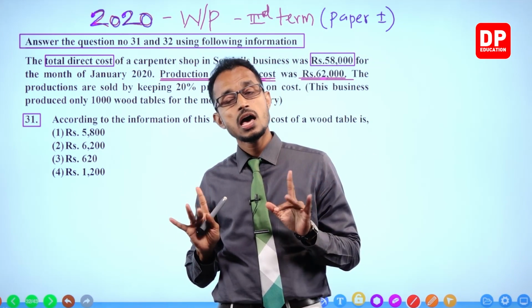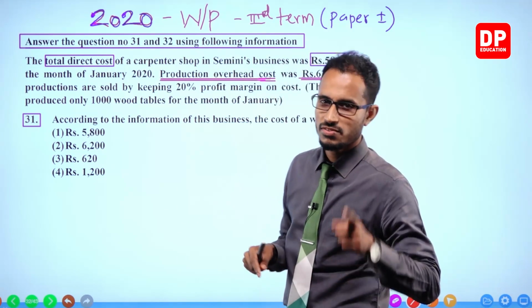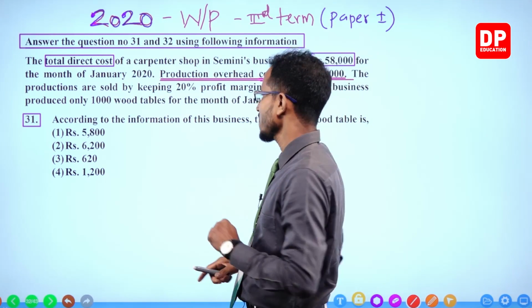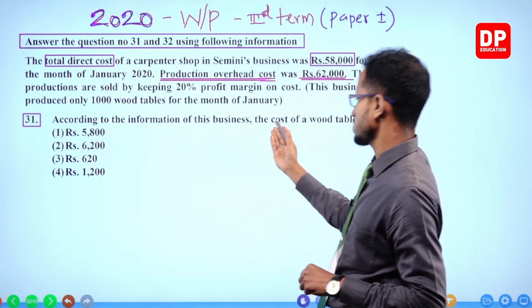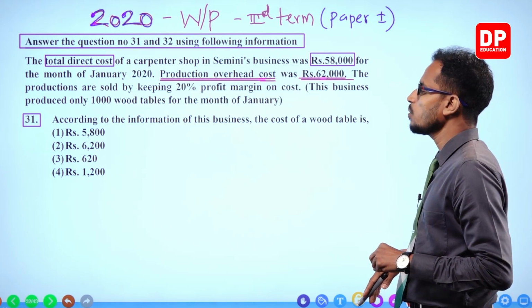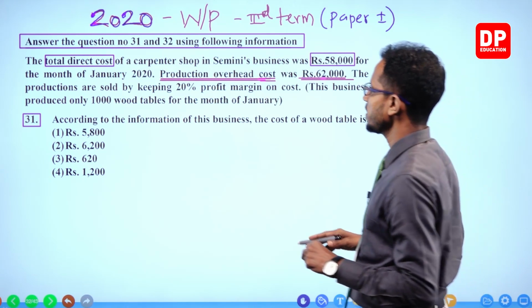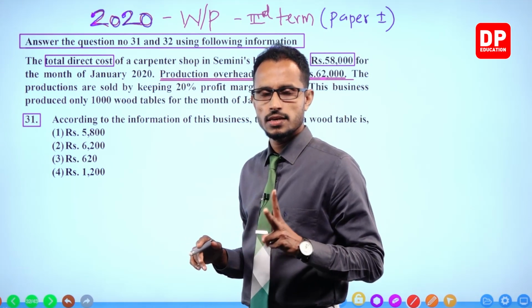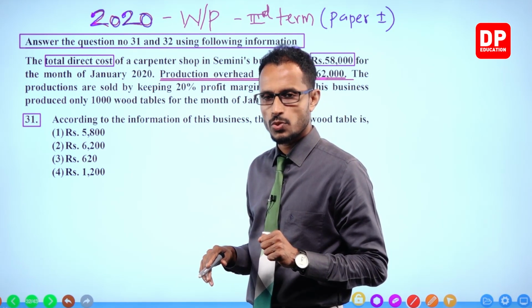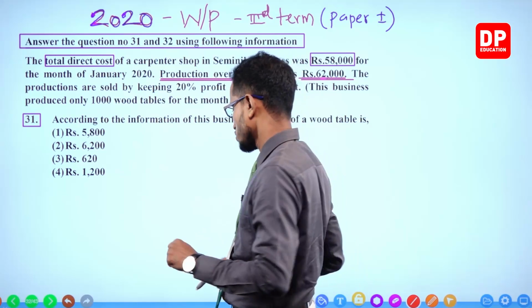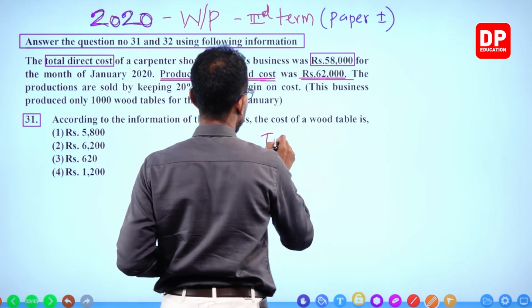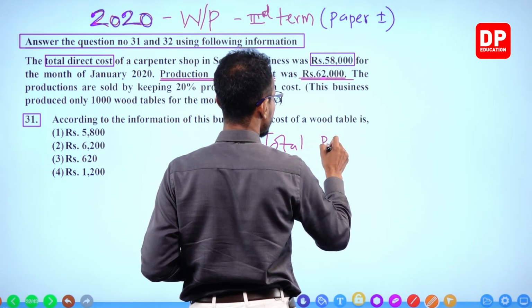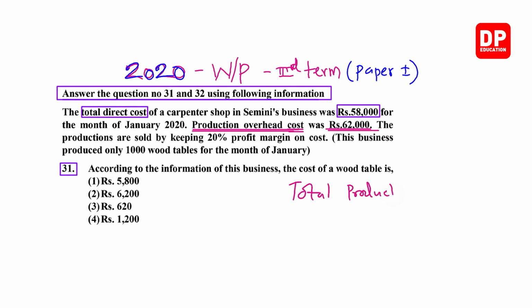Only 1 or 2 questions from this case. First question. According to the information of this business, the cost of a wood table. Okay. Let's do it the easy way. Let's calculate the total cost. Total production cost. We'll do it here.